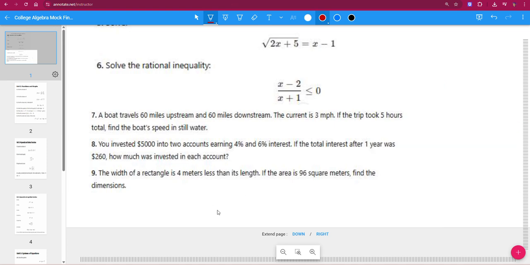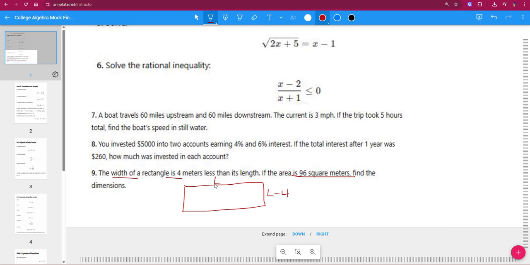The width of a rectangle is 4 meters less than its length. So if I draw my rectangle here, the width is 4 meters less than its length. So if I write that out, the width is the length minus 4, right? W equals 4 less than the length. So L minus 4, and this is L up top. If the area is 96 square meters, find the dimensions.